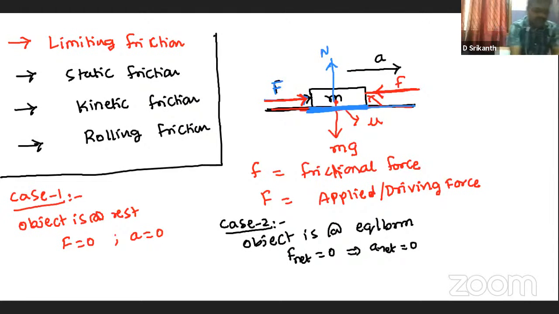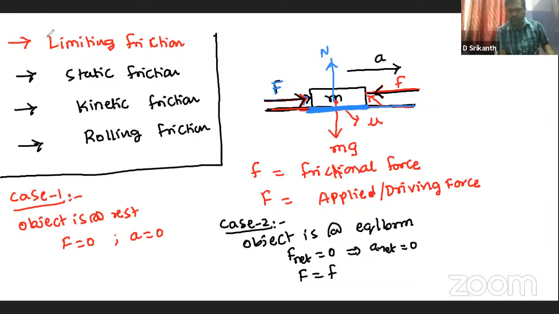Equilibrium is defined as: when equal and opposite forces are acting on an object, then the net force acting on the object will be zero, so that the net acceleration will be zero. Net acceleration is zero, that means equal and opposite forces. The applied force is equal to the frictional force.